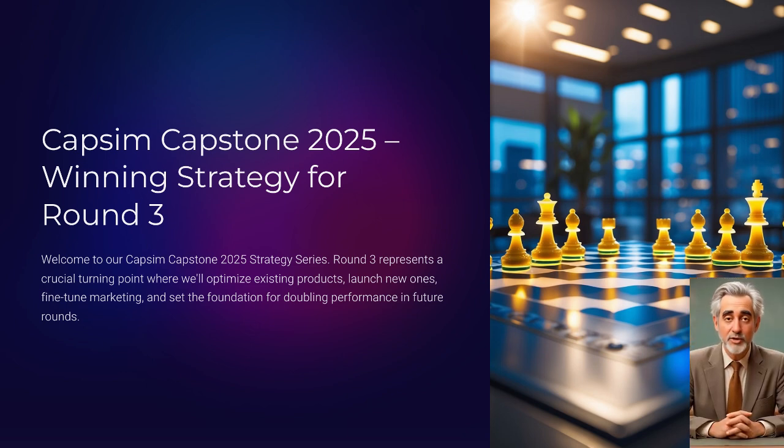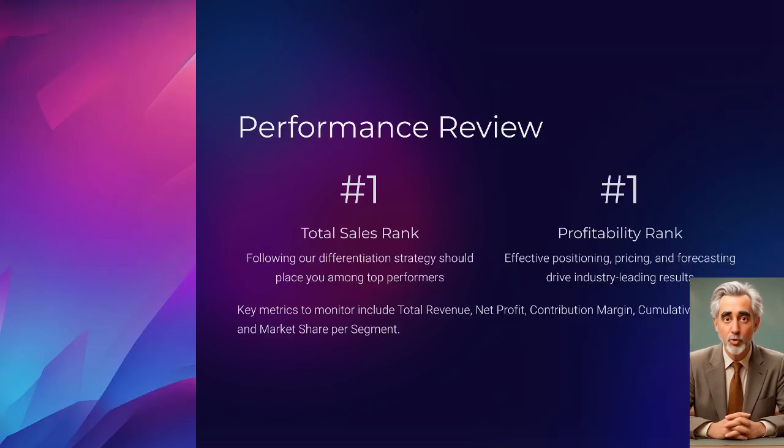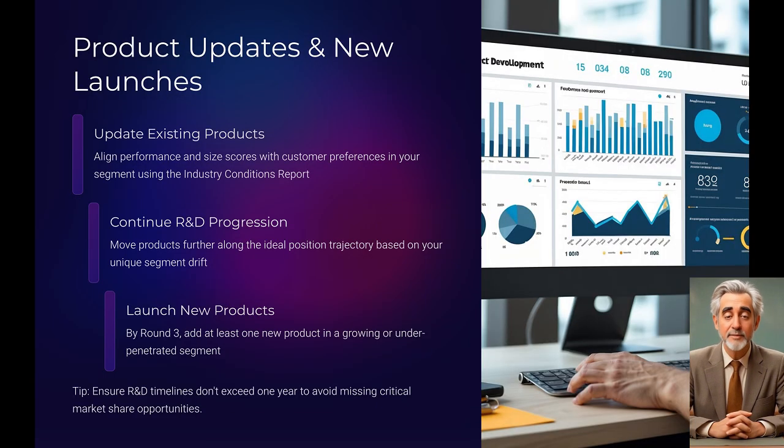Section 1, Performance Review. First, let's briefly review the performance results leading into Round 3. If you followed our differentiation strategy properly, you should now be among the top performers in both total sales and net profit. The key metrics we look at include total revenue, net profit, contribution margin, cumulative profit, and market share per segment. In the example on screen, you can see that our company ranks number 1 in both total sales and profitability. This means our positioning, pricing, and forecasting are working effectively. Now let's talk about how we build upon this in Round 3.